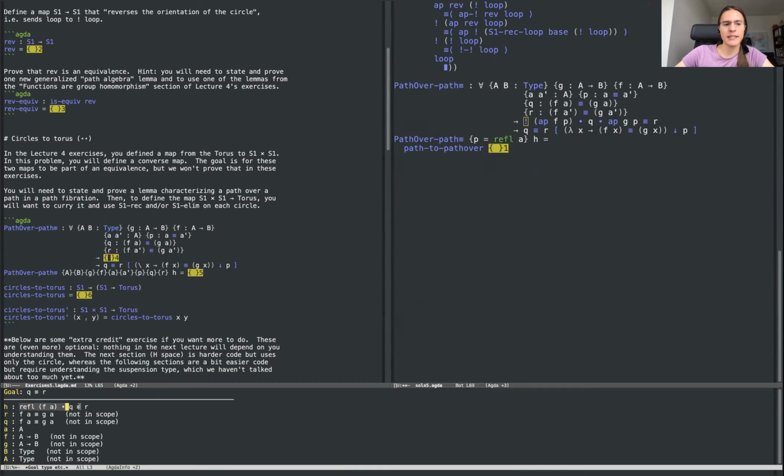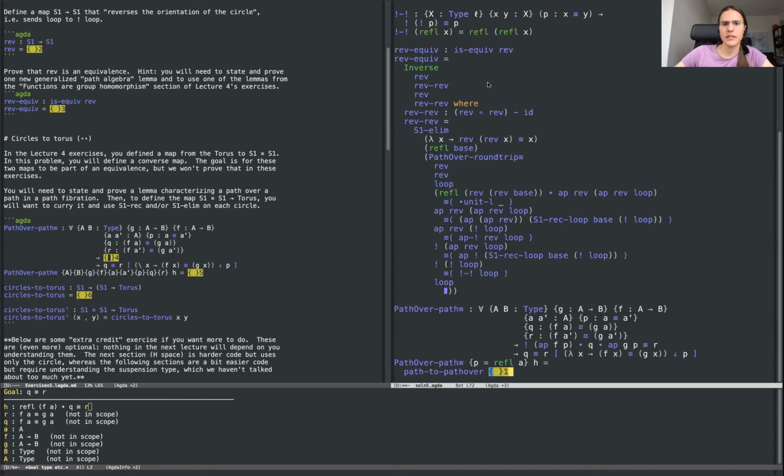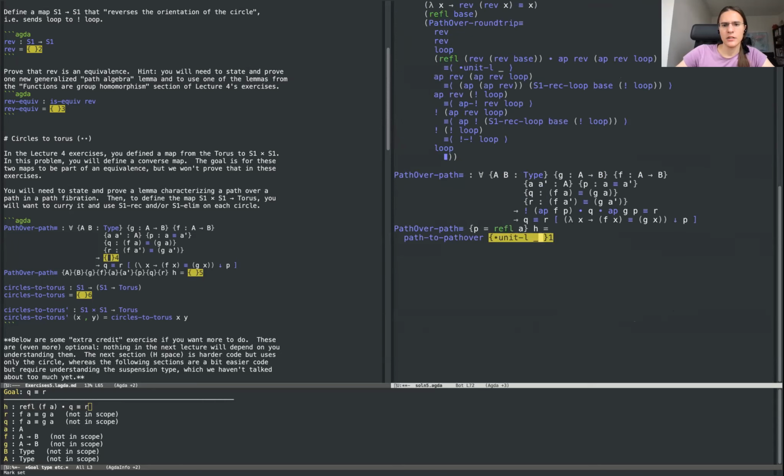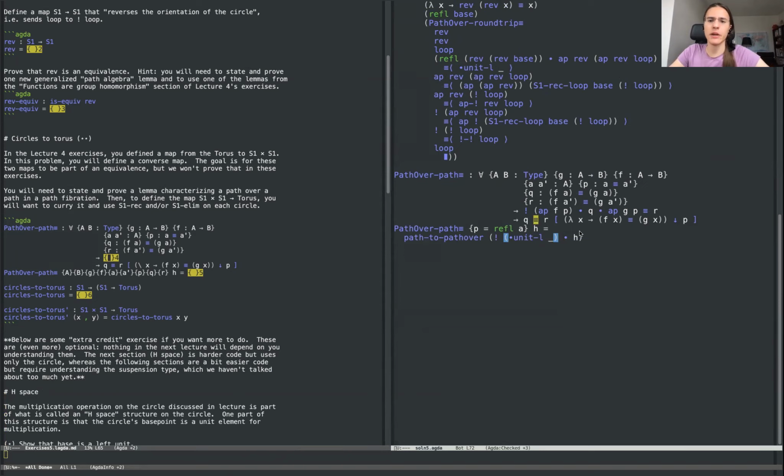So we have reflexivity is R, but we want to concatenate that with the left unit law. So what's my left unit law? It's unit L dot H. Except I want to have it on the other side, so I'm going to invert this. And that's a proof that Q equals R, and that's a path. So there we go, we've proven that lemma.